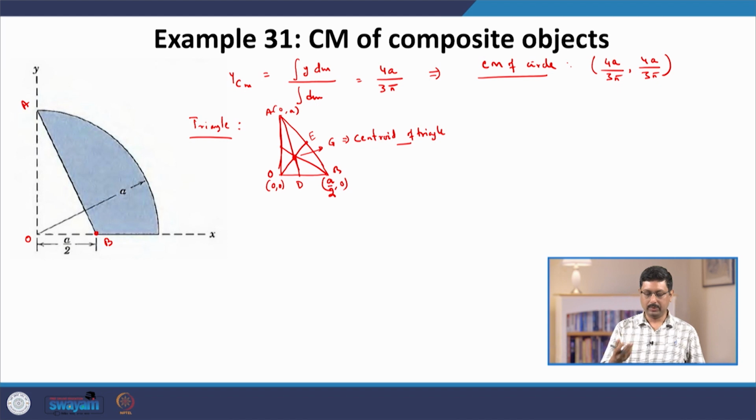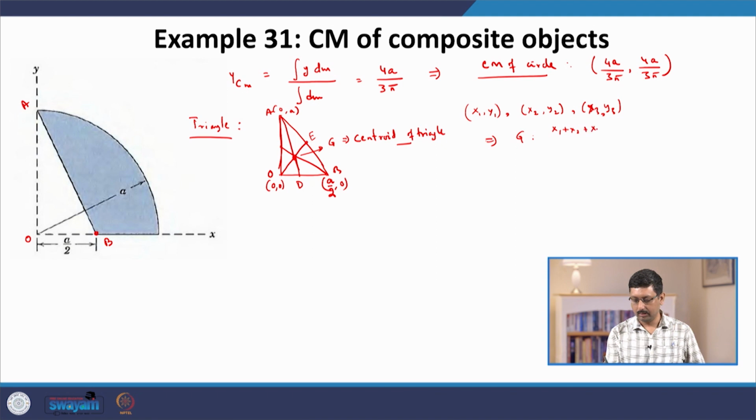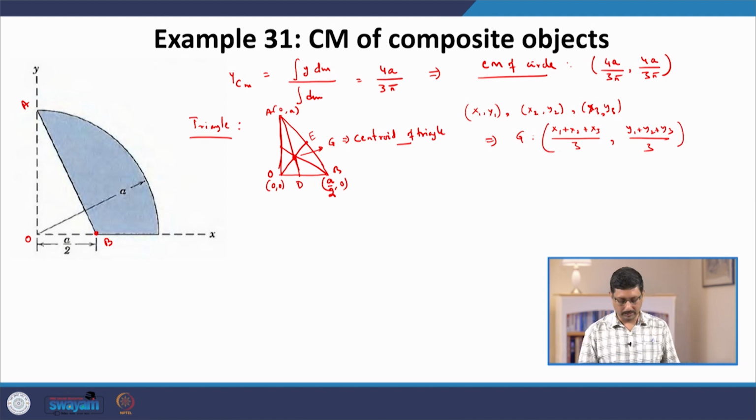Now, in the interest of time, I am going to use an identity: if the vertices of a triangle are located at these three points, then the coordinate of the centroid of the triangle is given by this beautiful relation. You must have seen this in geometry or coordinate geometry in high school, but we can see it immediately by applying the center of mass definition.